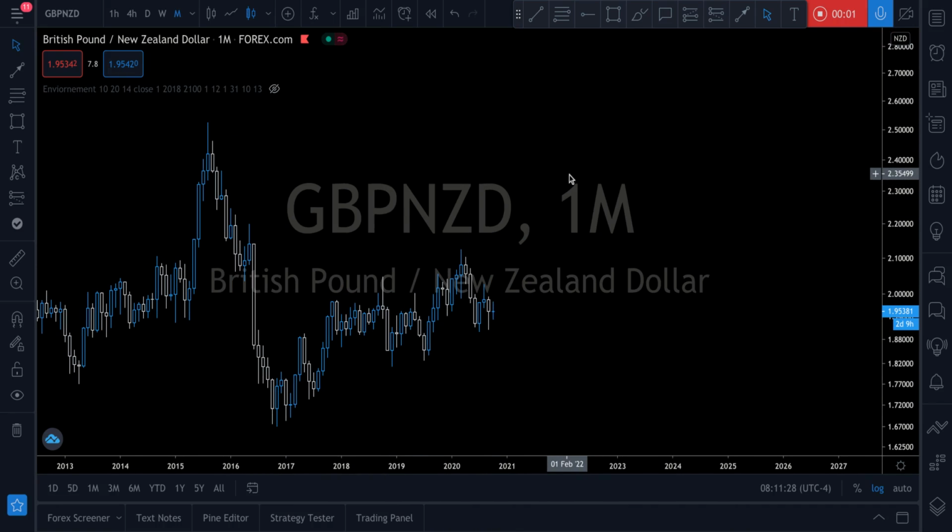What's going on, everyone? Welcome back to this multi-time frame forecast. We're going to be going over pound, New Zealand dollar.